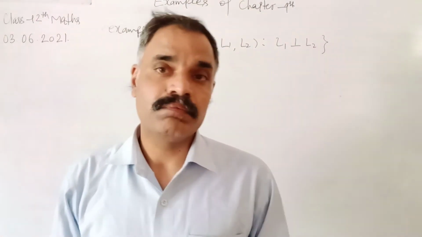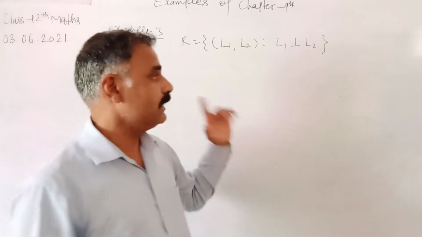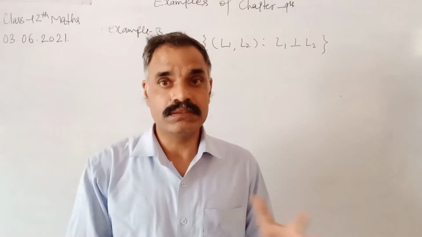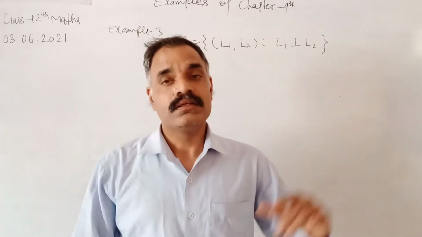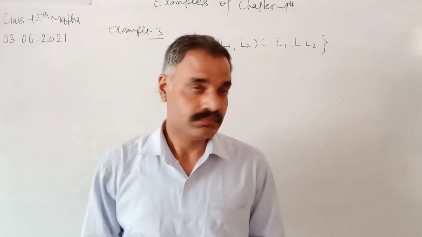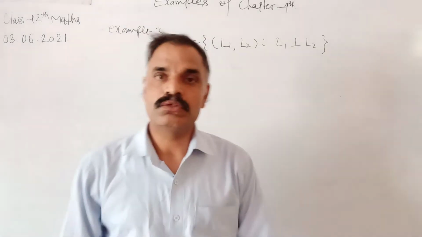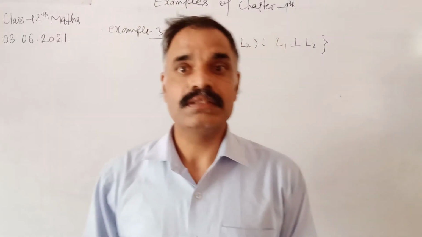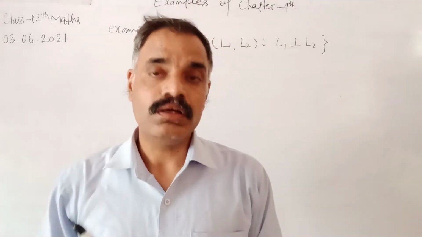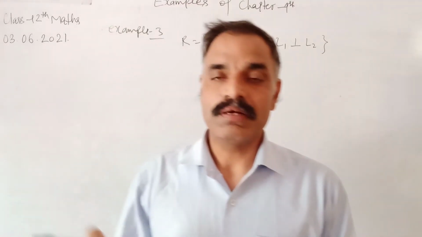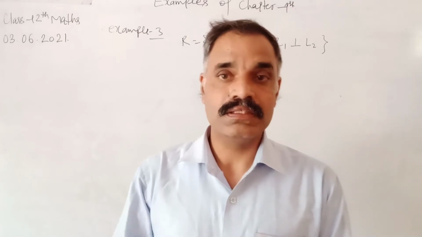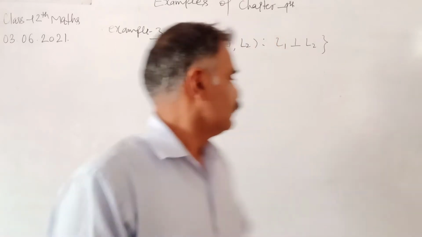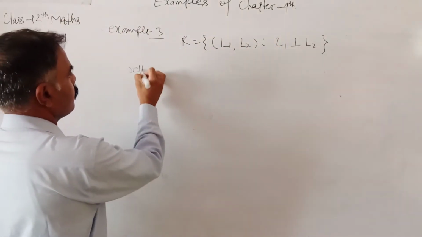So this is example number three. Now the relation is given between two lines in a plane, and the relation is the perpendicularity of two lines: line 1 is perpendicular to line 2. Here we have to check whether the given relation is reflexive, symmetric or transitive. First of all, reflexive relation.